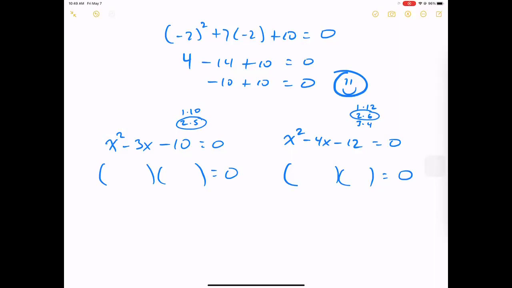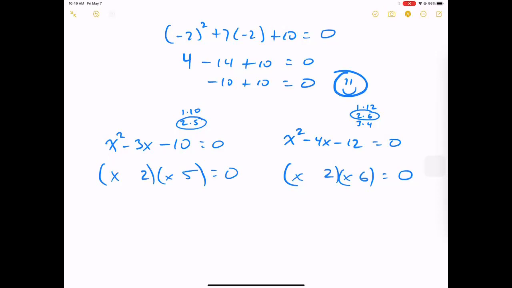And once you're really good at this, you don't have to write these possibilities. You can see that 6 times 2 is 12. You can see that 2 times 5 is 10. I'm trying to build this capacity in you. Okay, so we see x and x, because x times x is x squared. And then we said 2 and 5. And in this case, 2 and 6.